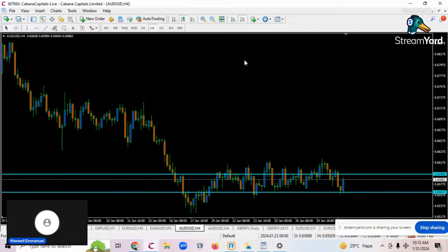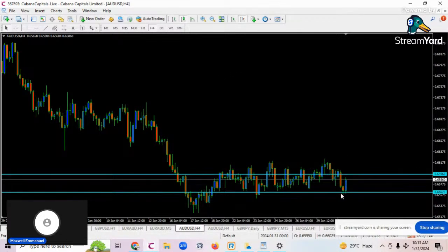Okay, let's go down to 4 hour to see what we have on 4 hour. You see the candlestick at this support. This looks like a hammer, though not a valid hammer. A valid hammer is supposed to be 2 times the body. So, not a valid hammer.